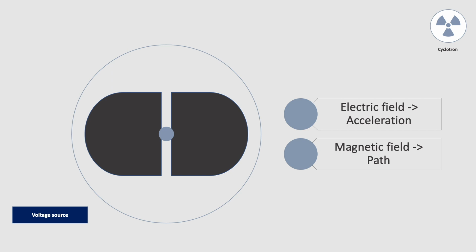Most importantly, an electric and a magnetic field are created. These fields are the key element to a cyclotron and how the particle is influenced. In short, the electric field, depicted by the horizontal red lines, is responsible for the acceleration of the particle, and the magnetic field, depicted by the circles, is responsible for the path that the particle moves along.